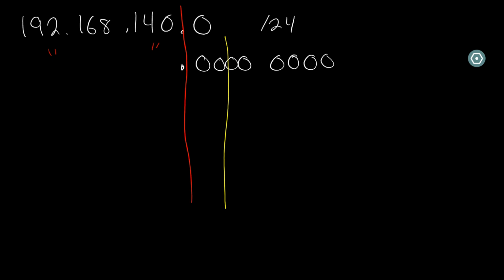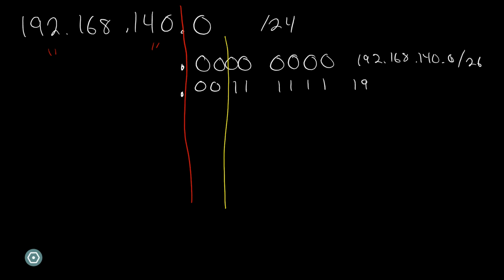So what we're going to get is a network and a broadcast. A network address has all of the host bits as 0, which we have here. We're going to have .00 with all ones. That's your broadcast address. So we know we have a network address of 192.168.140.0. And this is going to be a /26 network.